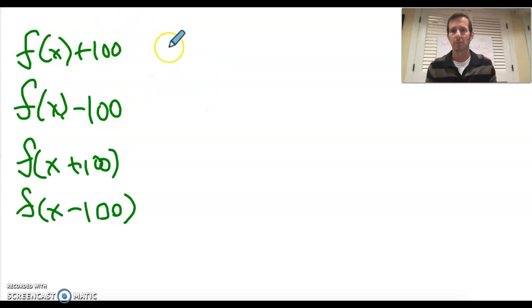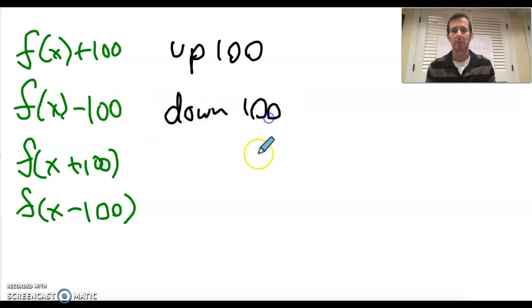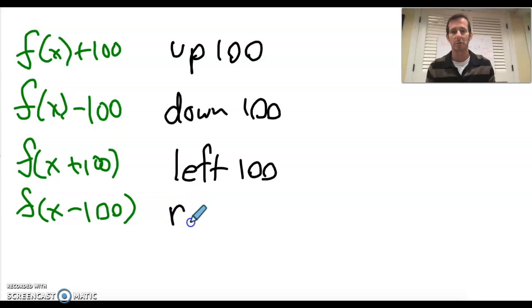This one would move my function up 100 units or spaces. This one would move my function down 100 spaces. This one, inside, land of opposites, would move my graph left 100 spaces. And again, this is inside, so it's land of opposites, so this would move it right 100 spaces. All right. There you go. Hope that helps.